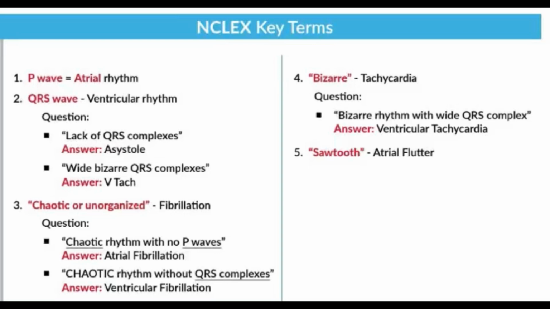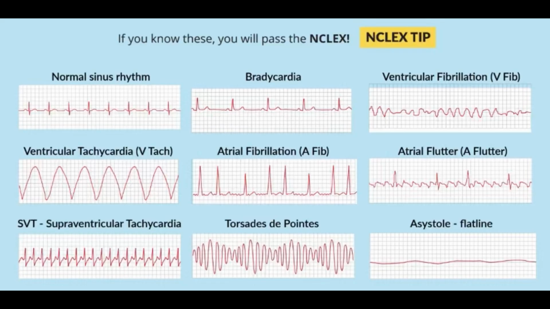The fourth one is bizarre, which occurs in tachycardia. A bizarre rhythm with wide QRS complex is ventricular tachycardia. Sawtooth occurs in atrial flutter. So if you know these, you will pass the NCLEX on ECG.